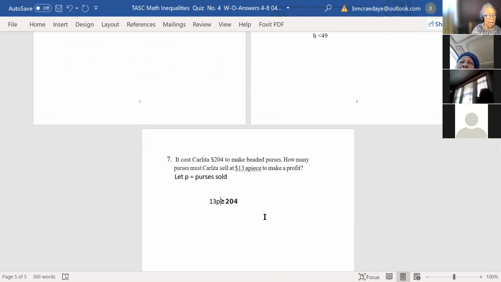So at $13 a piece and P purses sold, that product, 13 times P, must be greater than or equal to 204. Now, how do I solve for P? 13P greater than or equal to 204. Divide by 13. Right, very good. Divide both sides by 13.